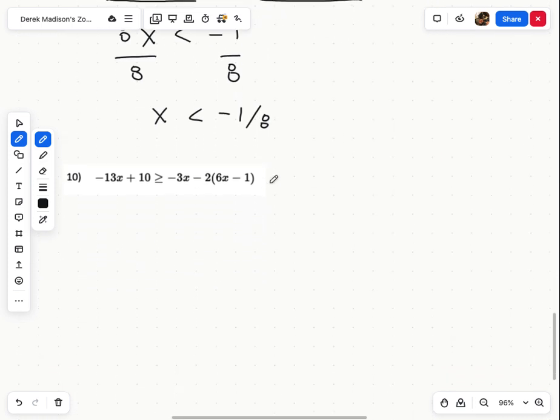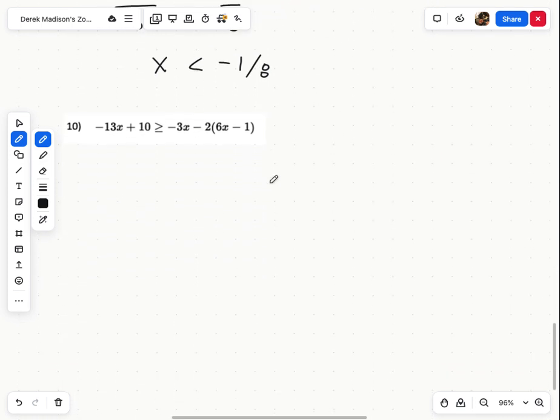And this last one is pretty similar to those, just a couple extra steps again. So negative 13x plus 10. And before you get too worried about this negative 13, you kind of want to see where it ends up when I get the x's on this side. So it's currently a negative, but it may be when I combine my terms. It won't be by the end.